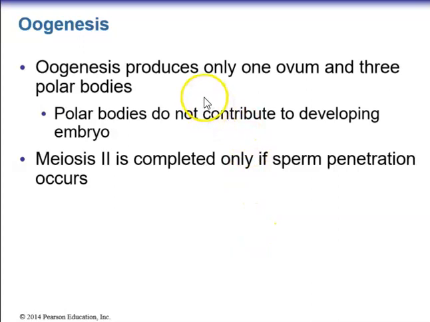So oogenesis produces only one ovum and 3 polar bodies. Now, the polar bodies do not contribute to the developing embryo. Meiosis 2, again, is completed only if sperm penetration has occurred, meaning fertilization has occurred. And that's when the fertilized egg undergoes meiosis 2.